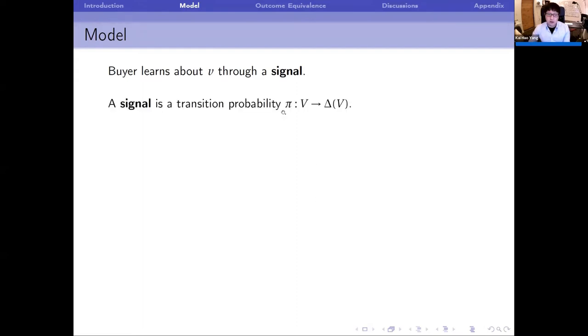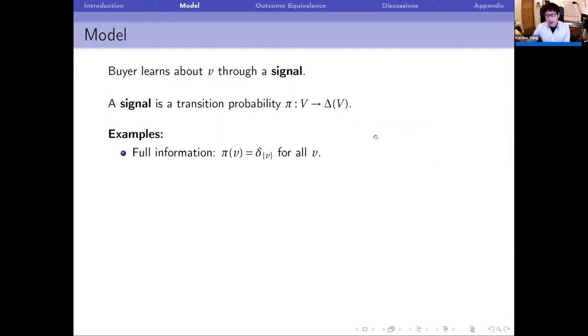A signal is formally a transition probability that maps from true value to a distribution over values. In other words, a signal is a Blackwell experiment that maps from the state space, which in this model is the buyer's true value, to a distribution over signal realizations. Because the buyer eventually is only going to make a binary decision of whether or not to buy the good, it is without loss to assume that the signal space equals the state space, which is V here.